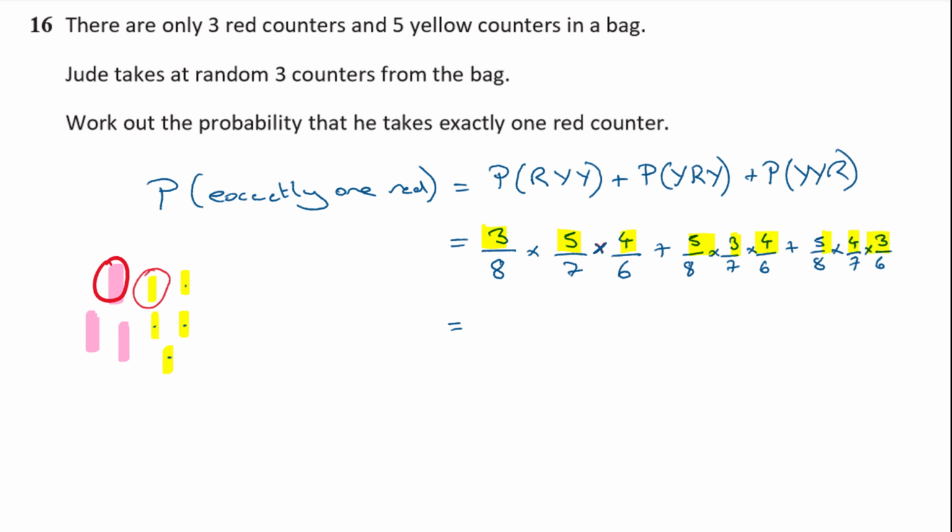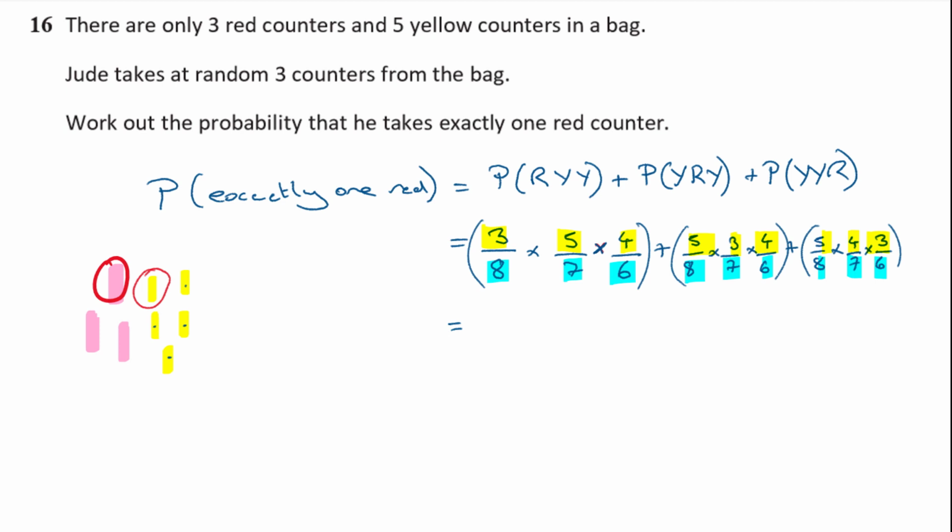So each group of these is made up of a 3 and a 5 and a 4 on the top: 3, 5, 4, 3, 5, 4. And on the bottom, we've got 8, 7, 6, 8, 7, 6, 8, 7, 6. They're all the same on the top and on the bottom. So actually, we've got 3 identical fractions here. So if we work out one of them, we've worked out all of them. So it's not quite as big a job as it first looks.